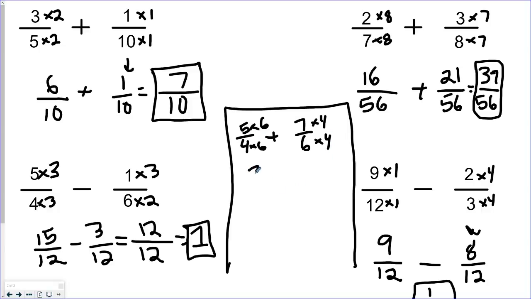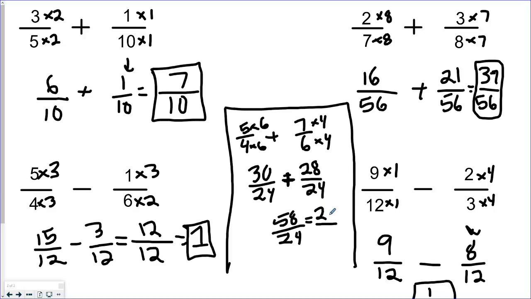So I get 5 times 6 is 30, 4 times 6 is 24, plus, not equals, plus. 7 times 4 is 28, 6 times 4 is 24. And then I add them together and I get 58 out of 24, which can be reduced by dividing by 2. So if I divide the top and bottom by 2, I get 29 over 12, which would be my final answer.